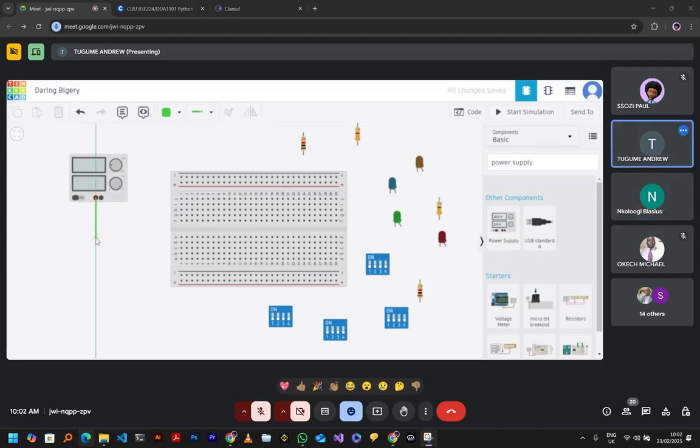Click somewhere there and make a point of corner. Click again, make a point of corner. Then take it to the positive terminal. Left click, tap, and then you leave that point. There you are, connecting.